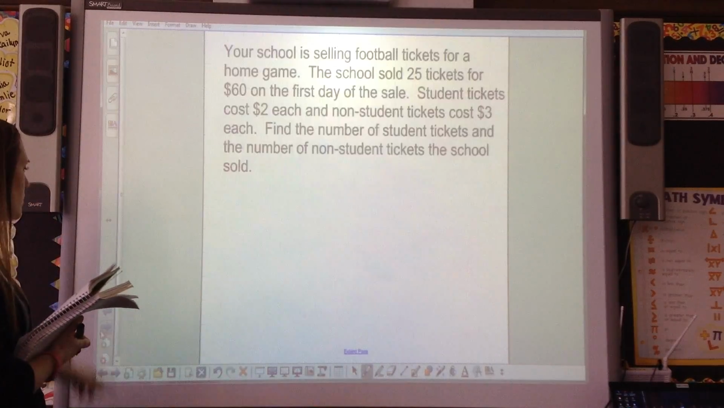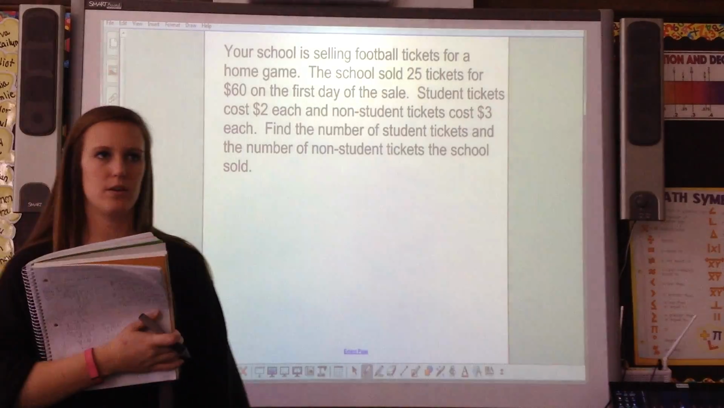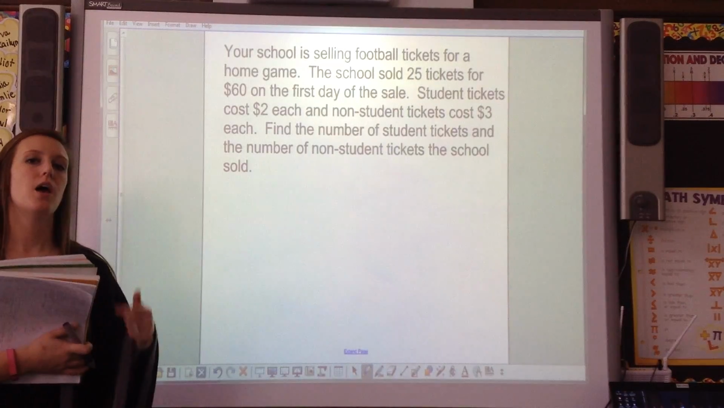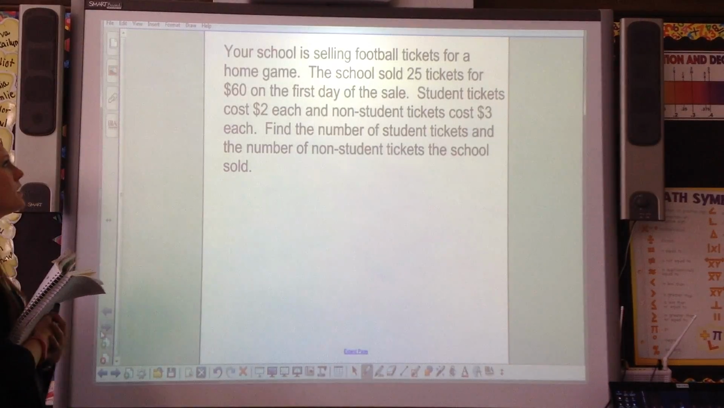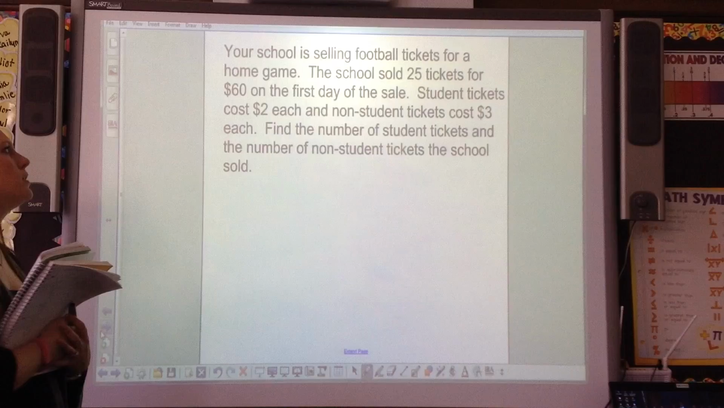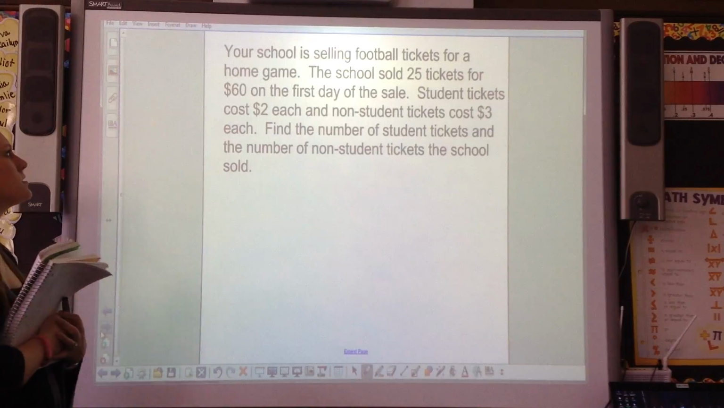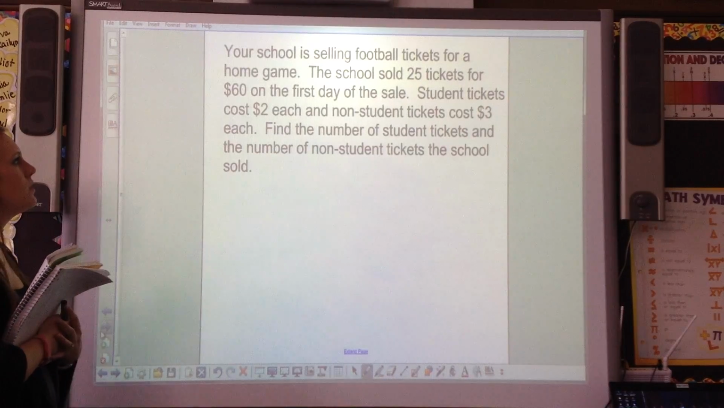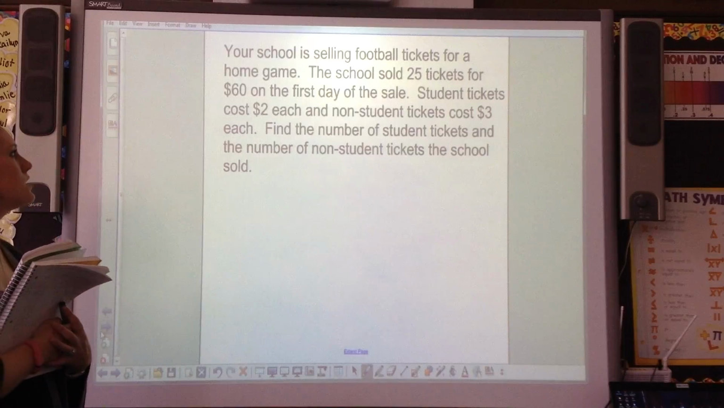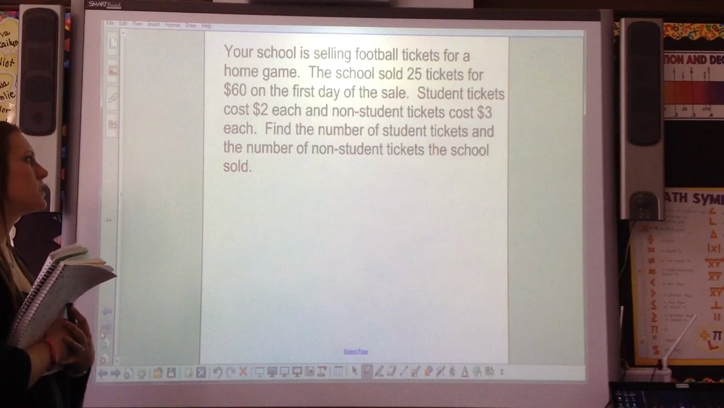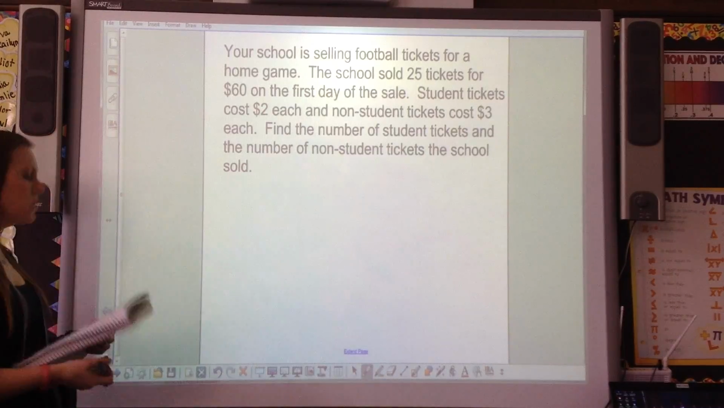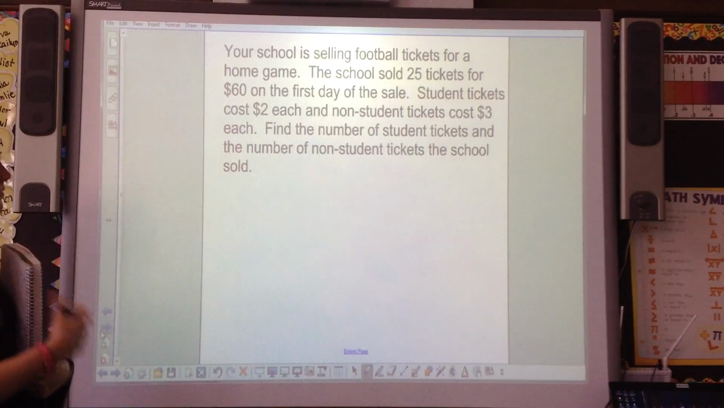Okay. We're also going to do a word problem together. We're going to have to write an equation and then graph them to find the ordered pair solution. Your school is selling football tickets for a home game. The school sold 25 tickets for $60 on the first day of the sale. Student tickets cost $2 each and non-student tickets cost $3 each. Find the number of student tickets and the number of non-student tickets the school sold.